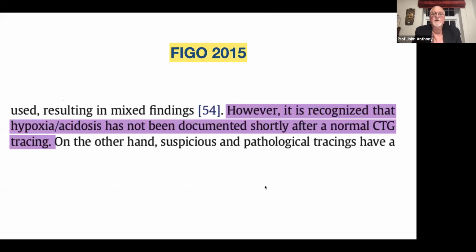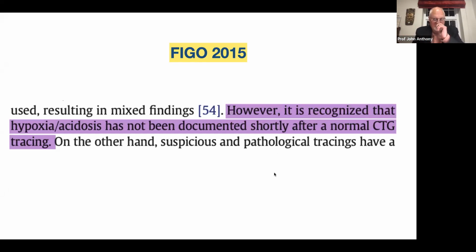Now, regardless of how we want to think about abnormal tracings, one thing that we can be certain of is that hypoxia and acidosis as an outcome measure in a delivered baby has not been documented shortly after a normal CTG tracing has been recorded. So if you have a normal tracing, you are not going to have an adverse outcome. But the operative word here is shortly before that.